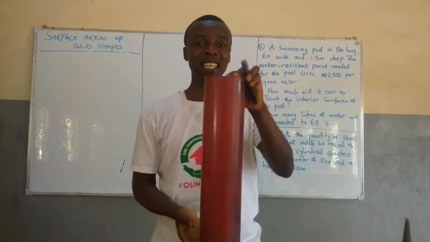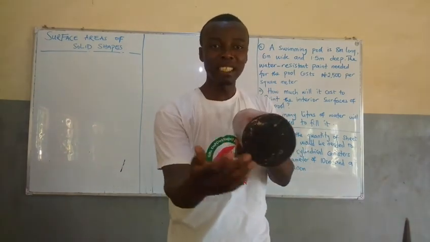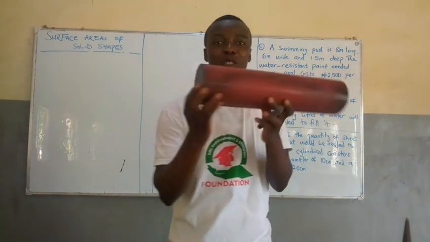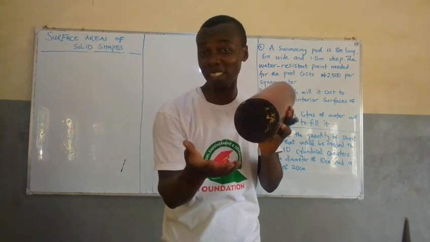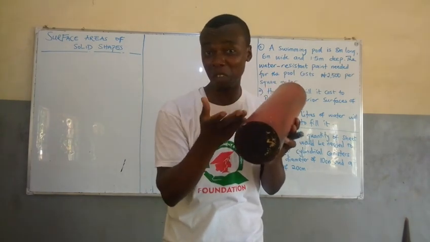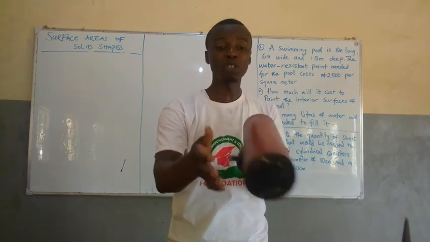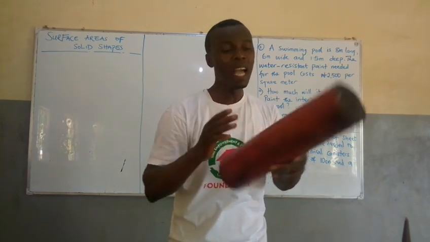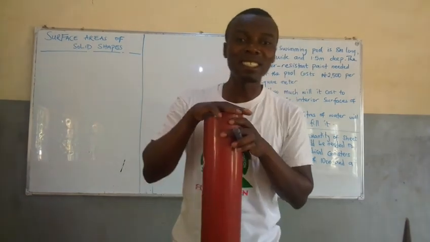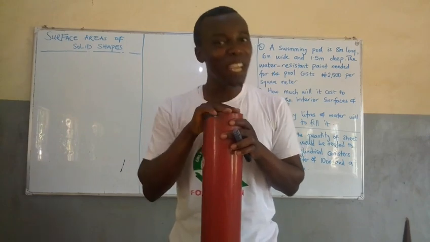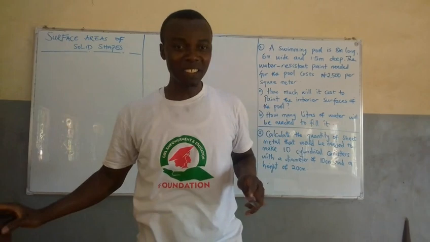We have a cylinder here. You notice that this surface is also equal to this surface, and that's what makes it a cylinder. So a cylinder has 3 surfaces. We have a circular base here, we also have a circular top here, and then we have the round body. That is what makes it a cylinder. So today, we are going to be talking about the surface areas of these shapes.